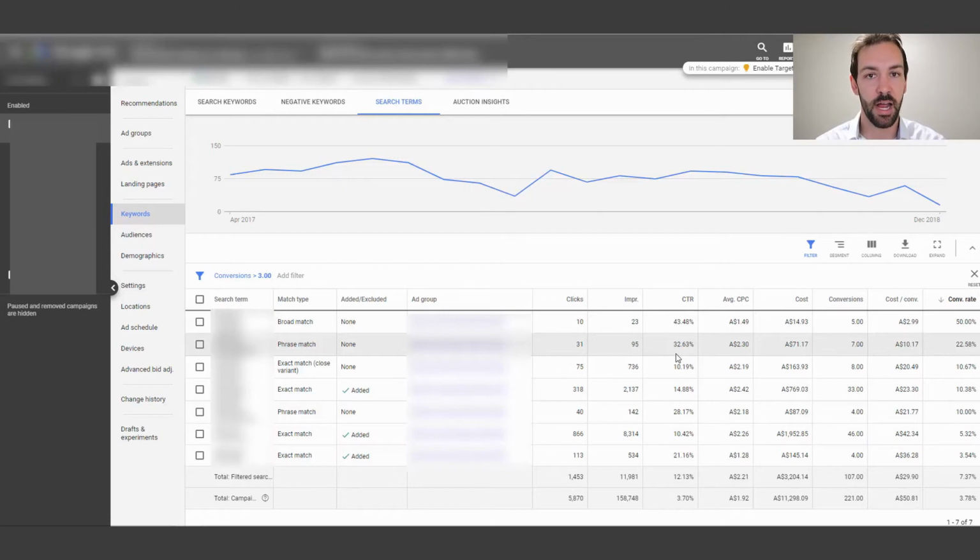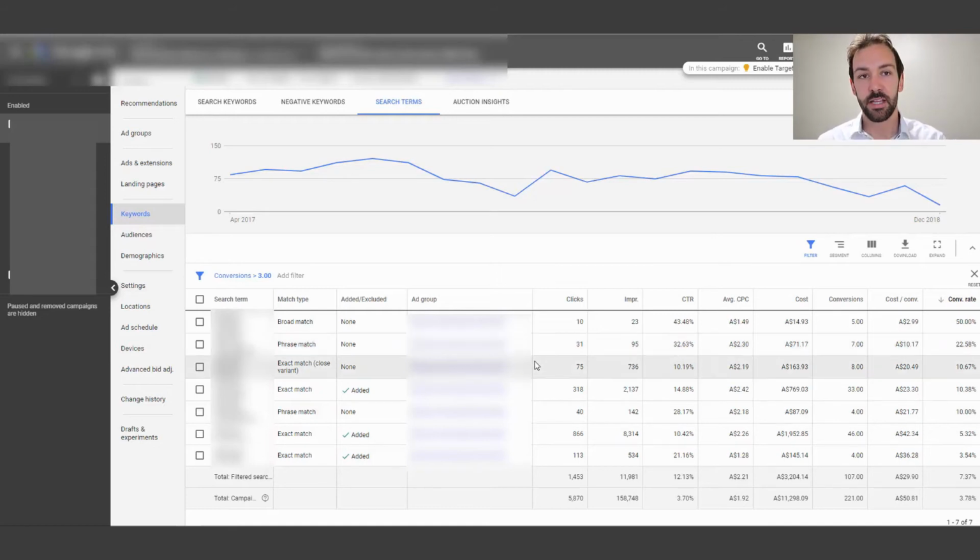We want to achieve a higher ad position because we want our ads to show more often, and we want more clicks because the cost per conversion is so low, and we just want volume for this client. He just wants us to spend more money because he makes more money.